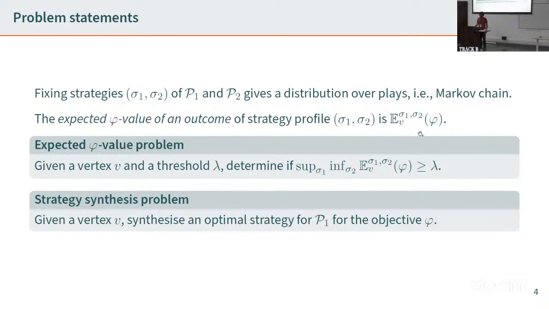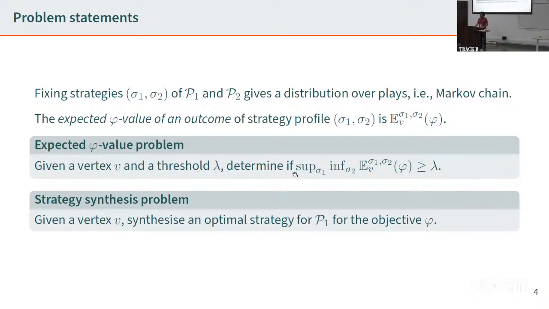Given a Markov chain, we can compute the expectation of this function phi, and that's what we denote here. If your game starts from a vertex v, and the players follow the strategies sigma 1 and sigma 2, and your objective function is phi, then this is the expected value of the outcome. And the expected phi value problem is the following: you're given a vertex v and a threshold lambda.